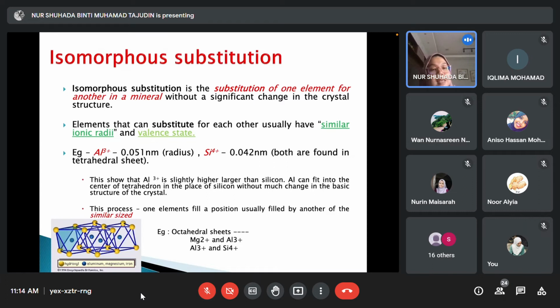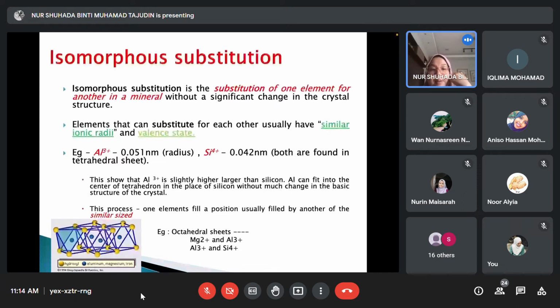This shows that the aluminium is slightly larger than silicon because aluminium has a 0.05 nanometer radius. So this aluminium can fit into the center of the tetrahedron, in the place of silicon, meaning that the aluminium replaces the silicon. If you see the structure just now, if it's tetrahedral, silicon is at the center, correct? But how does the soil get negative charges? By isomorphous substitution, meaning that aluminium will sit at the silicon position at the center. That is what we call substitution.